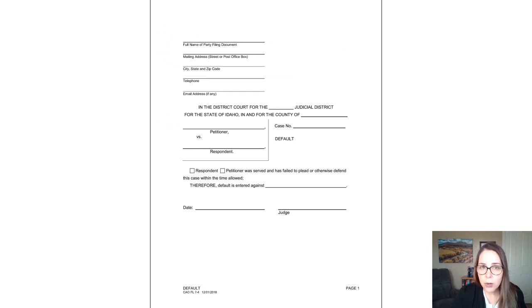For the default form, you're going to fill this out just like you did on all the other forms, and then here you're going to identify whether or not the other person you served was the respondent or the petitioner, and then you're going to put their name here. And then you'll leave this bottom signature line blank. This is where the judge will sign it, awarding you a default judgment.